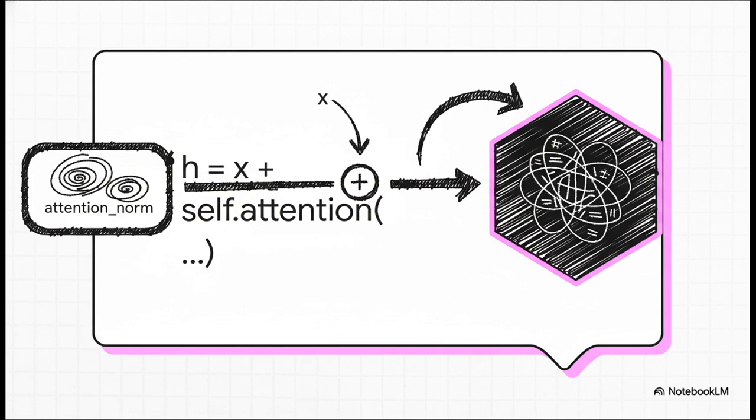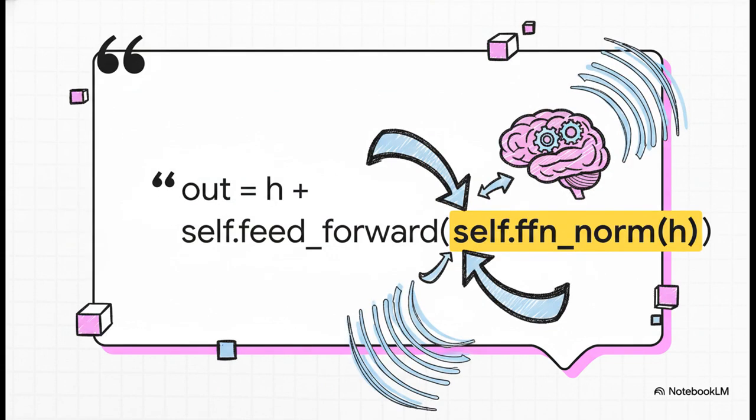But look closely at the beginning. X plus... The result of all that processing is then added back to the original input. This is called a residual connection, and it's absolutely crucial. It helps the network learn better by making sure it never forgets the original information it started with. And what do you know? The final 2 steps look almost exactly the same.